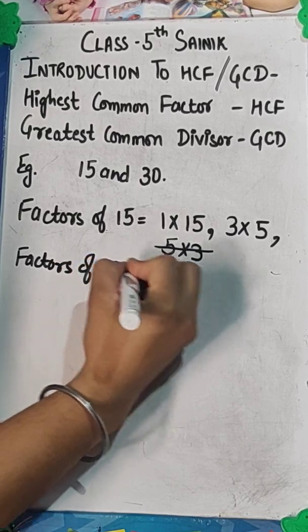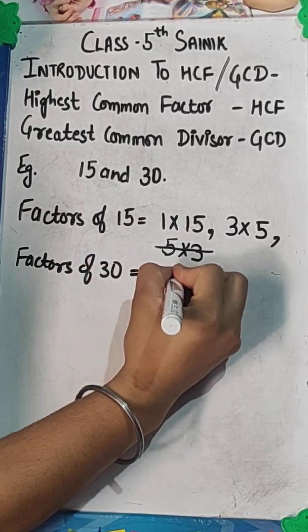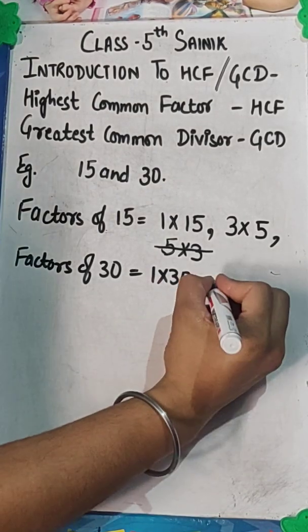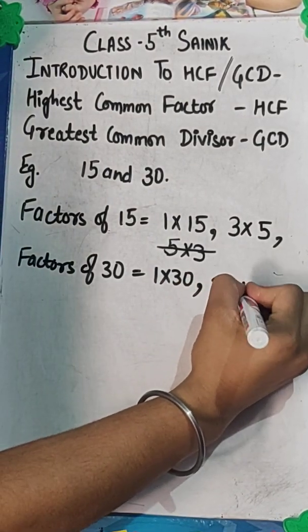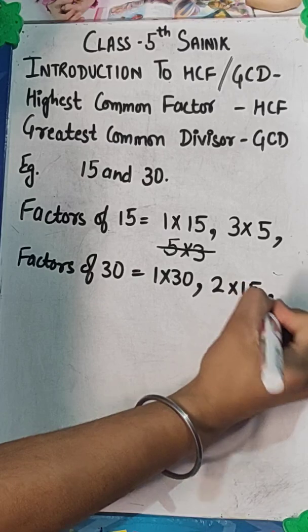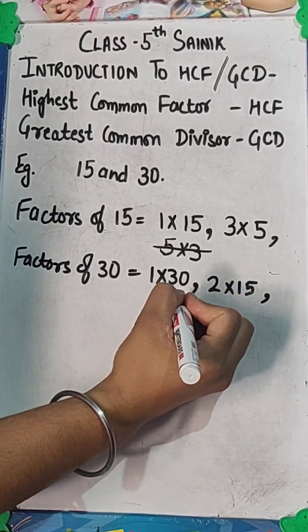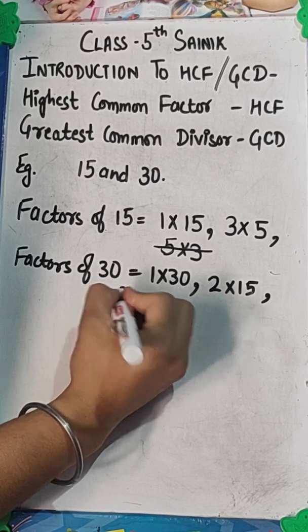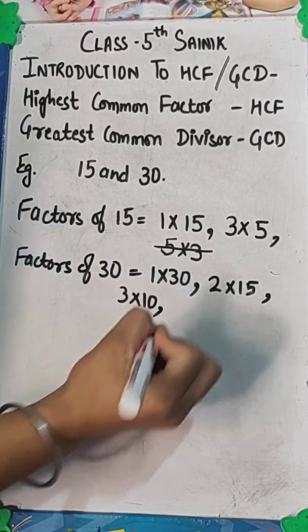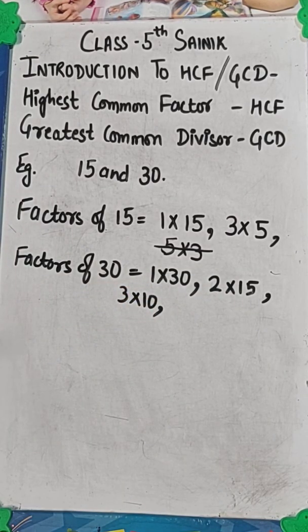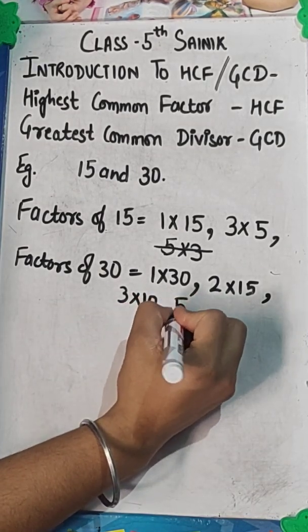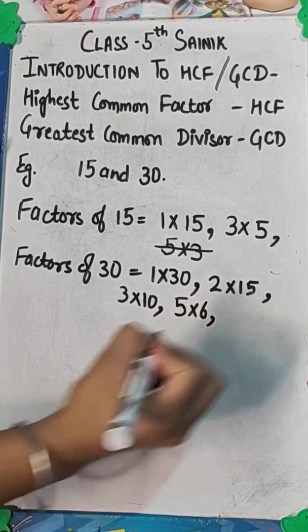Now I have to write the factors of 30. So factor of 30 will be 1 into 30. After that come on the table of 2. 2 into 15. Now come on the table of 3. In the table of 3, 15 will come, 30 will also come. So 3 into 10. After that come on the table of 4. 30 will not come. Come on the table of 5. 5 into 6, we will get 30.